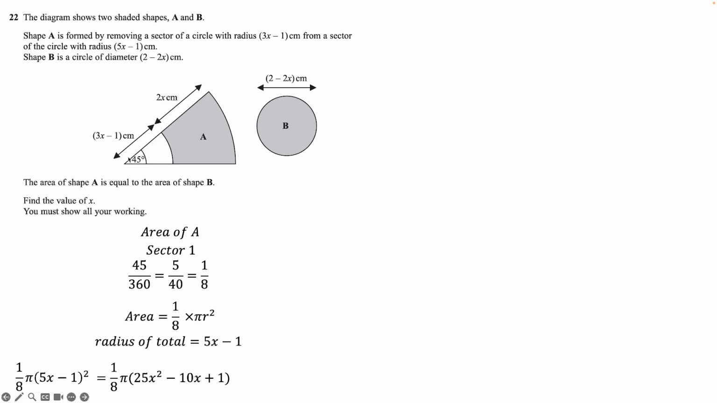So let's find the area of this small sector, and then hopefully using that we can find the area of A. So the area of sector 2, well, it's going to be, again, 1/8 pi r squared. Well, r in this case is 3x minus 1. That's the radius of the small sector. Likewise, we can just expand these brackets. So we get 1/8 pi times 9x squared minus 6x plus 1. So this is the area of the small sector.